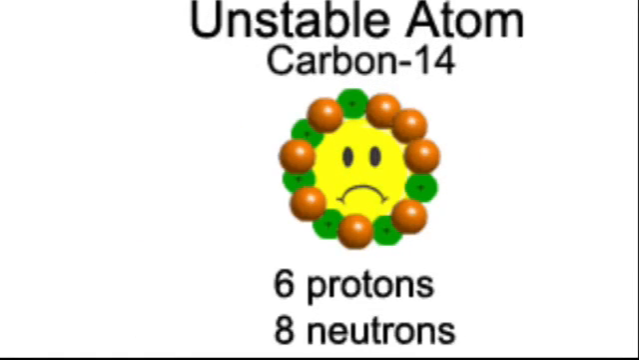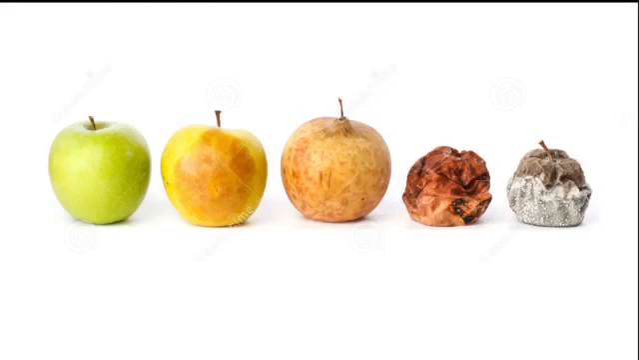Some atoms are unstable because they do not have the right balance between neutrons and protons in their nuclei. The nucleus will change in an effort to become more stable, and we call this change decay. Radioactive atoms decay. Not rotting, not that kind of decay.